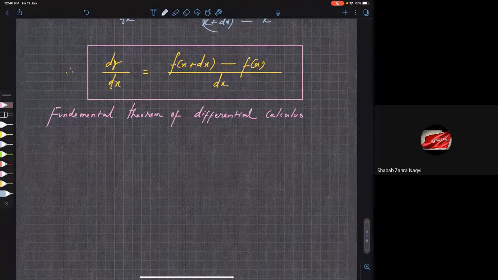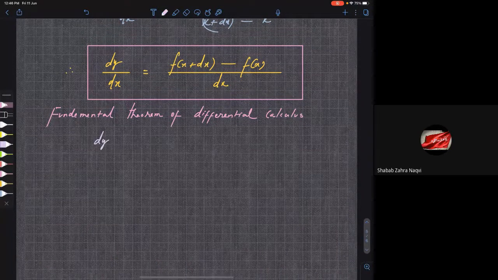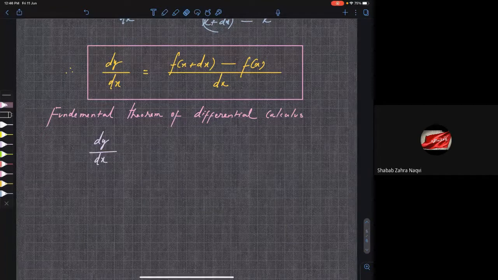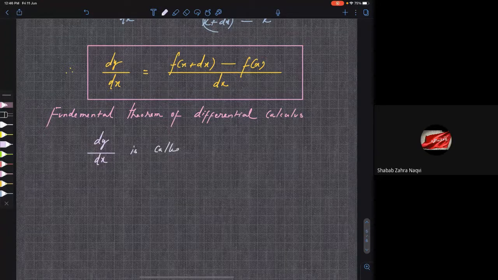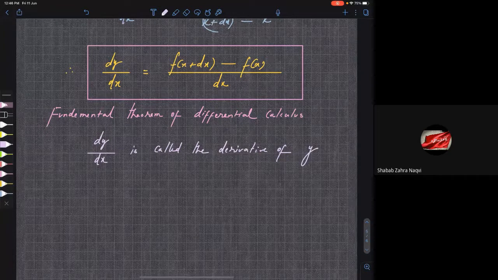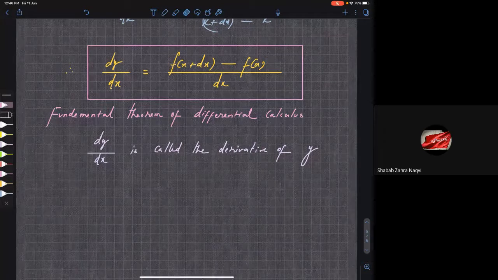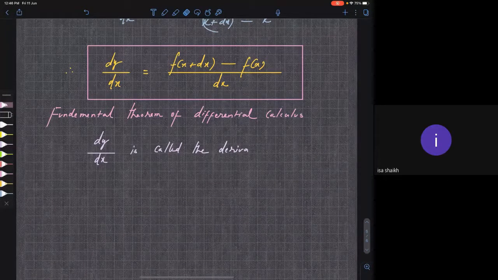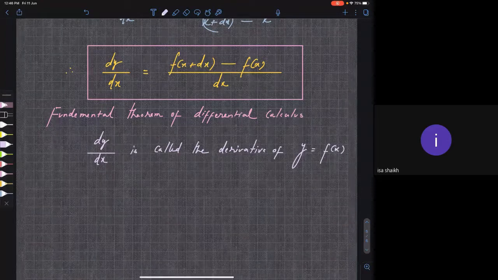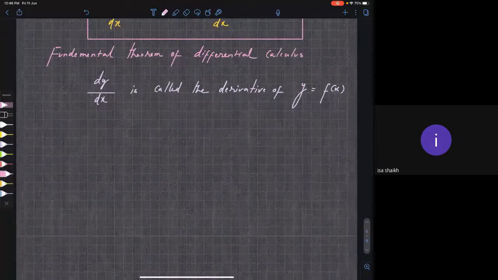Now this dy by dx is called the derivative of y. So derivative of y or m, let me write that down. It is the derivative of y equals to f of x. And don't worry, you'll understand in a while what I'm trying to say.